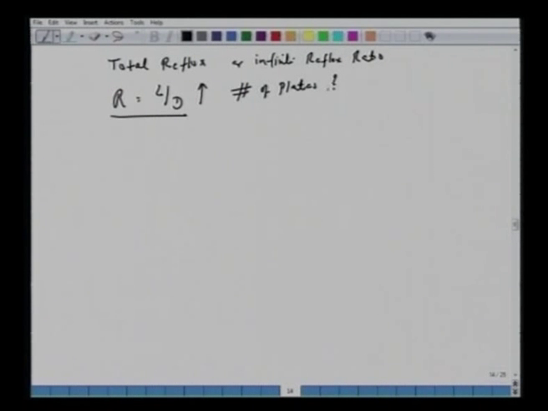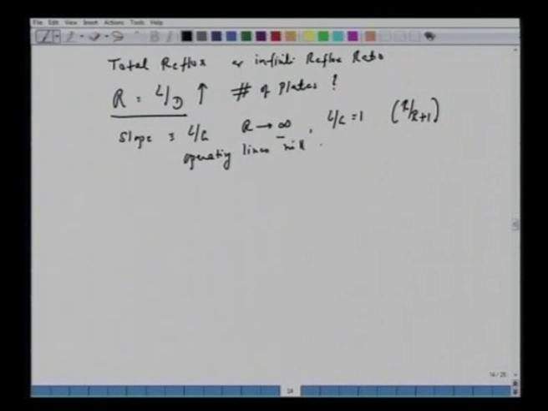All right, so the slope of the curve is L by G. When we take the limit R tends to infinity, we have L by G equal to 1. So you should be able to show that the slope of the curve is nothing but R over R plus 1. So when you take the limit R tends to infinity, the slope becomes 1. All it means is the operating line will coincide with the 45-degree line, the diagonal line.